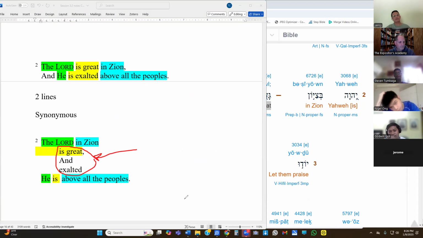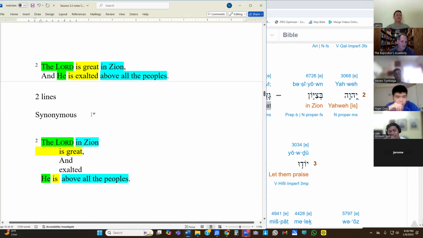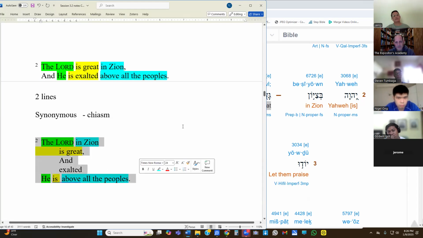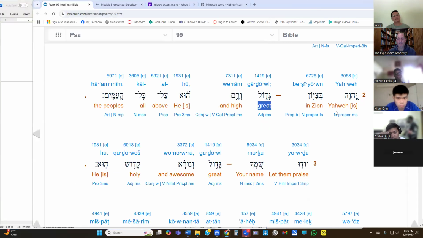So it's synonymous and it's also a chiasm. Now, we don't see that in English. The word order in English is in the same order, but the literal word order is actually as I expressed down here. So you can find the literal word order by going to the Bible Hub, to the interlinear, and just follow from right to left, and you'll see it.